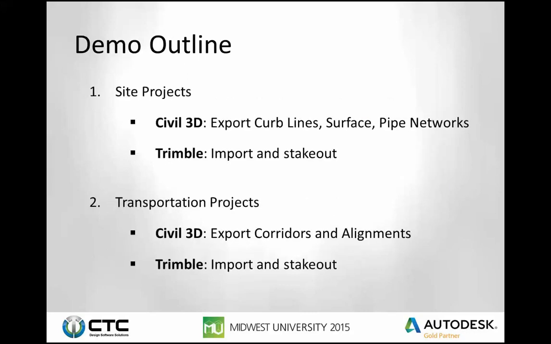So what we're going to do here, we're going to jump into the software in a second. We kind of broke it up into two different project types, more site-oriented and more transportation projects. And so the tool sets that we're going to be showing in each are what are more relevant in those two project types. So for site projects, we're going to start in Civil 3D and we're going to talk about exporting curb lines for staking, surfaces, and then pipe networks. That can be a little tricky depending on what kind of data you're looking to get.